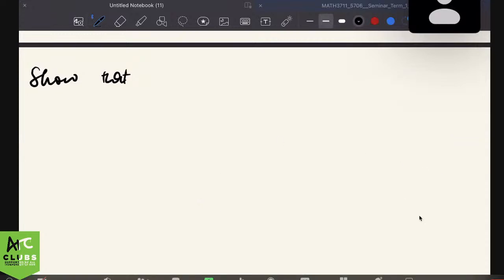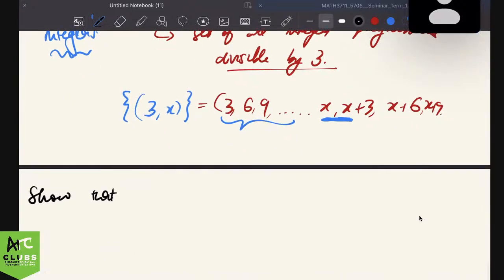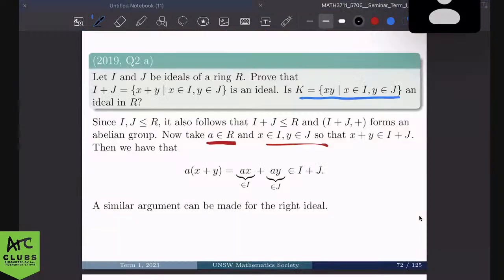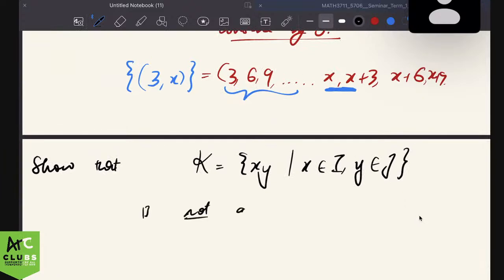Alright, sorry about the delay. But yeah, back to this. Going back to the original question, we need to show that K equals XY, for x an element of I and y an element of J, is not an ideal in general. Okay, so let's give that a crack.